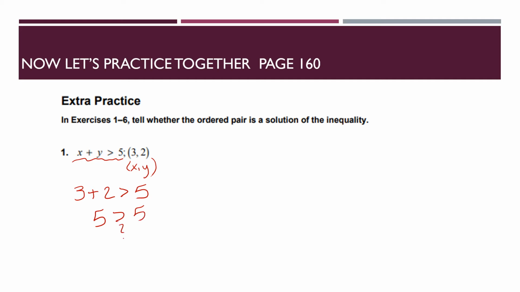So the question is, is 5 greater than 5? And since it's not, if it said greater than or equal to, that would be correct. But in this case, you would say no, that 0.32 is not a part of that function.